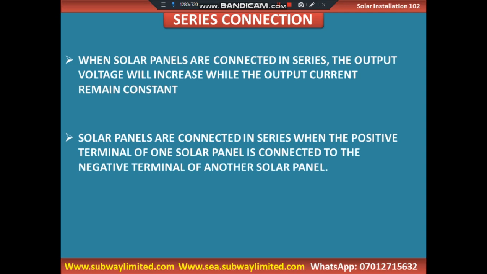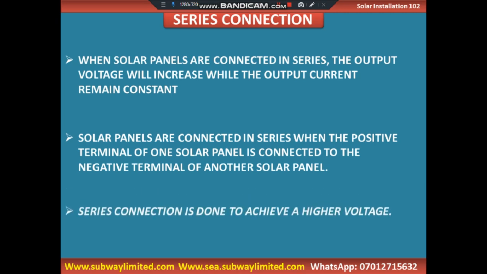You have successfully connected the solar panel in series. Series connection is done to achieve a higher voltage. When you are trying to achieve a higher voltage, maybe depending on the voltage of the battery, the voltage of the charge controller, or the voltage of the inverter, you have to know how to connect, whether you want to connect it in series or in parallel.